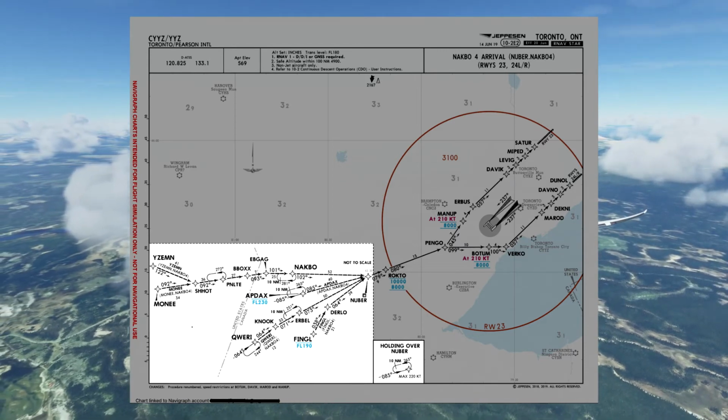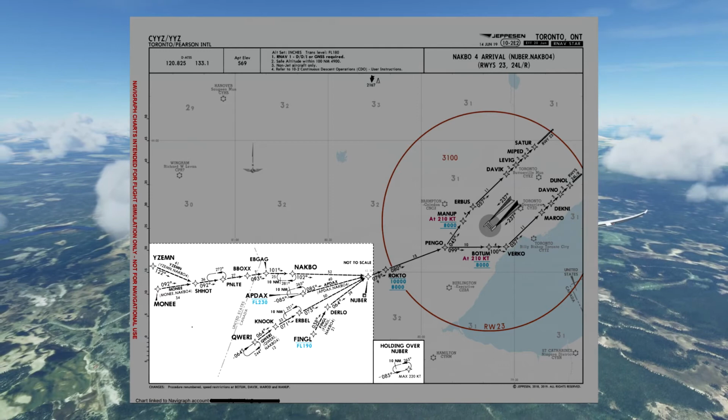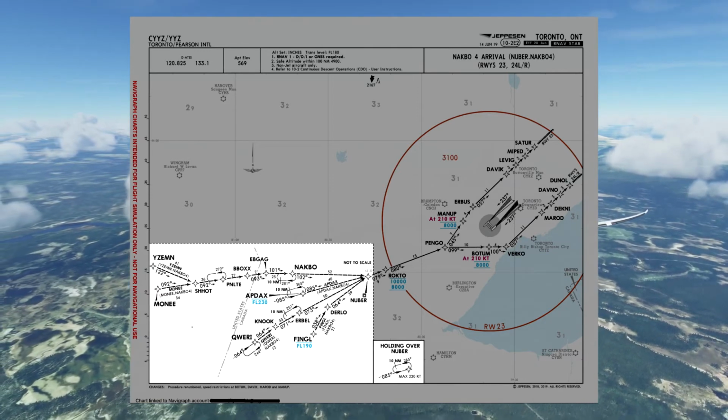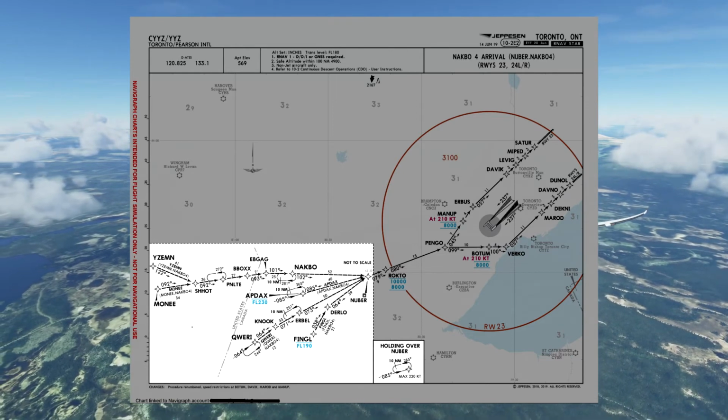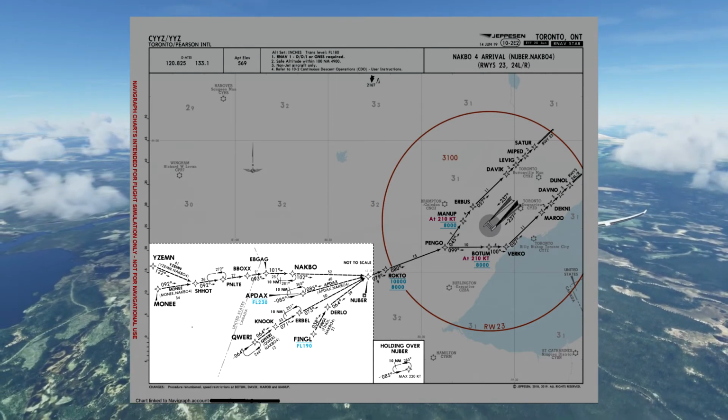And then it says 34 underneath it. So Money point NACBO 4. Money is your entry point. NACBO 4 is your arrival. 34 means 34 nautical miles between those two points.